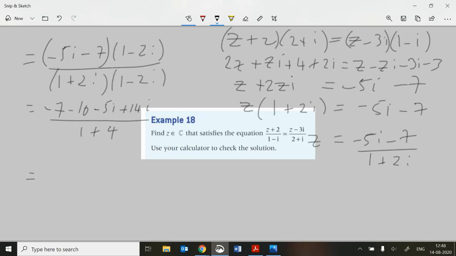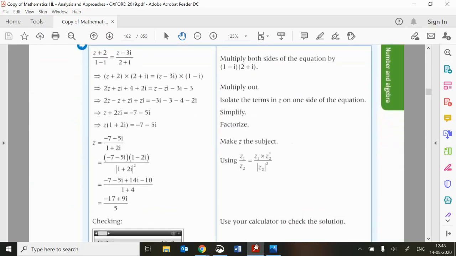Okay, so now we can hopefully simplify this and get the final right answer. So we're getting minus 17 and plus 9i, and then divided by 5, and then we can split that up into two parts. Minus 17 over 5 plus 9 over 5i. And then there we go, that's our final bit, and we are done. So let's just check that answer.